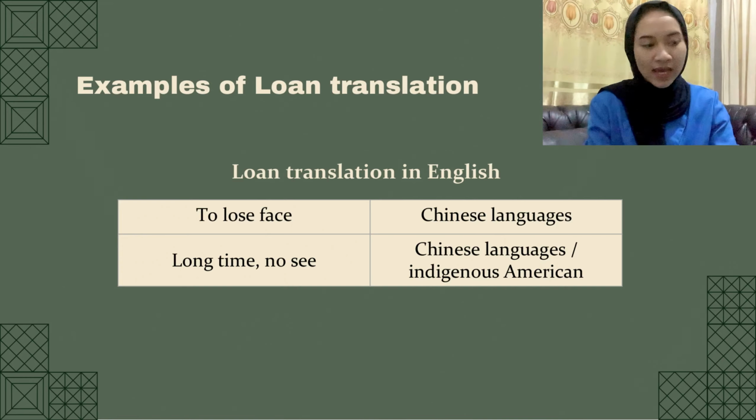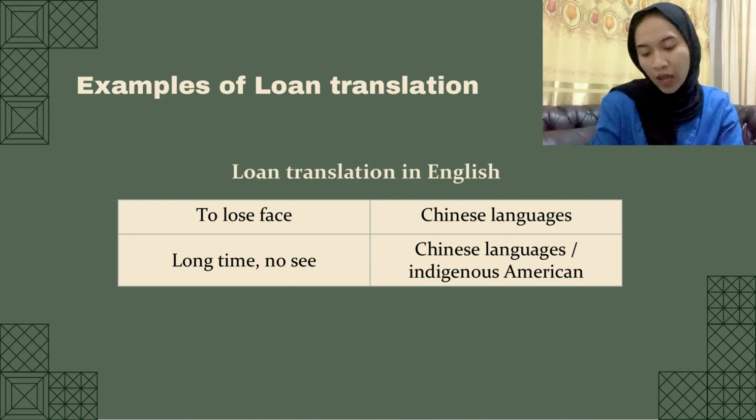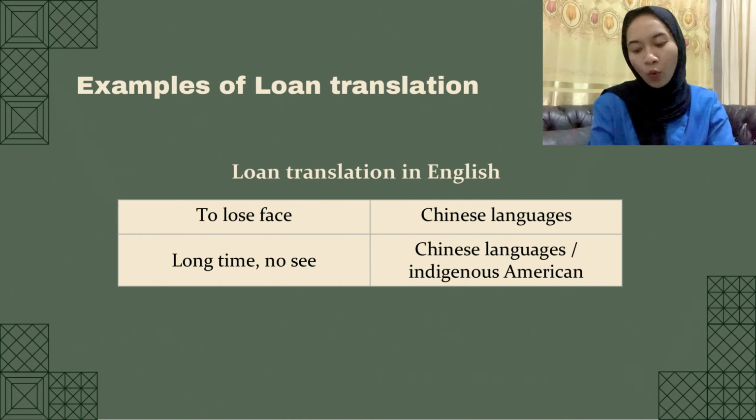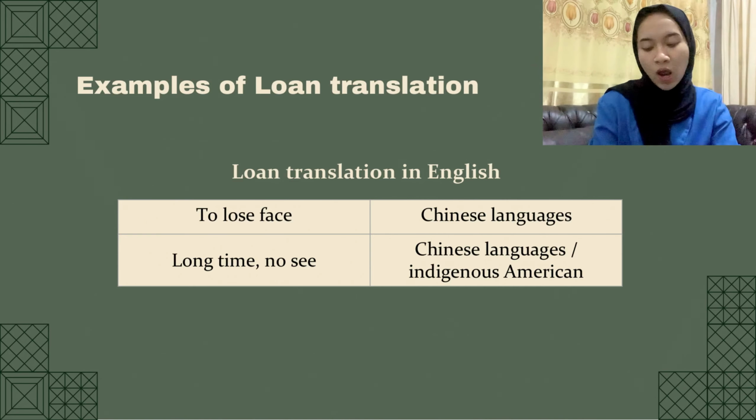Okay, the next is loan translation in English. An example of a loan translation in English, influenced from another language, is the phrase "lose face", which seems to be translated from Chinese, probably Mandarin. The second is "long time no see". It's probably a similar loan translation from Chinese, or some people might say an indigenous language of the Americas.